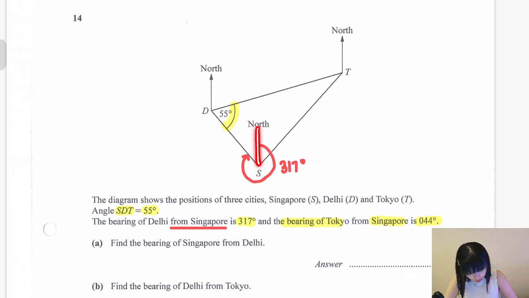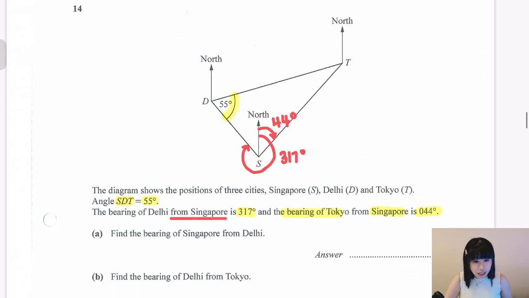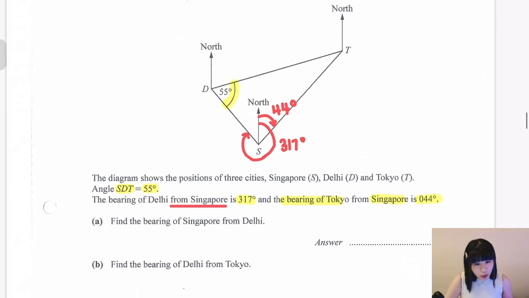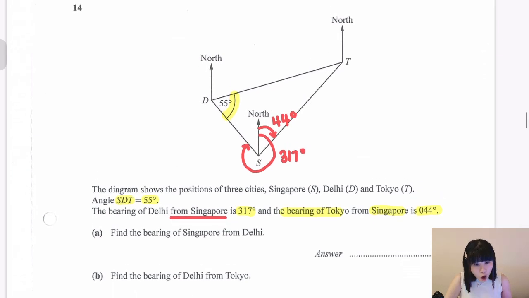So we start at the point at Singapore to Tokyo. Tokyo is here, linked by this line. So the bearing from Singapore to Tokyo, from the north compass to this line, is 44 degrees. Once you mark this out, you can actually find certain information already. Now, what do they want? Find the bearing of Singapore from the hill.